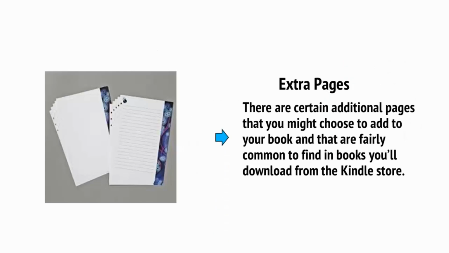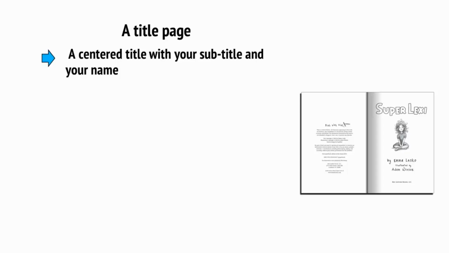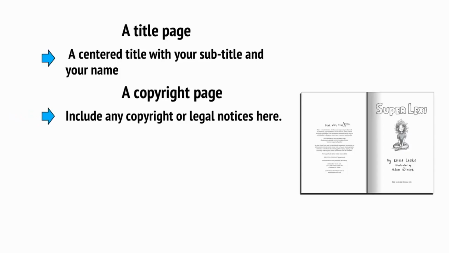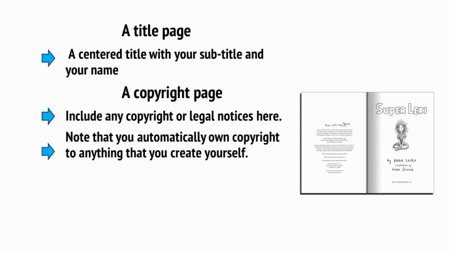Then there are certain additional pages that you might choose to add to your book and that are fairly common to find in books that you'll download from the Kindle store. And these include a title page, and this is a centered title with your subtitle and your name, or the author's name if you're not they. A copyright page, and you can include any copyright or legal notices here. Note that you automatically own the copyright to anything you create yourself.